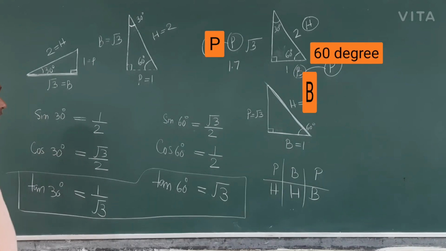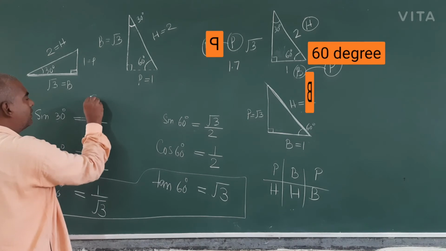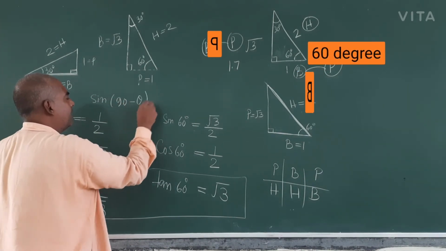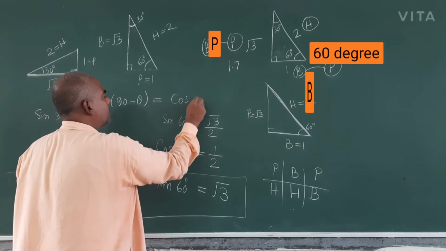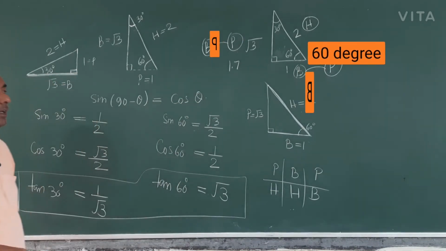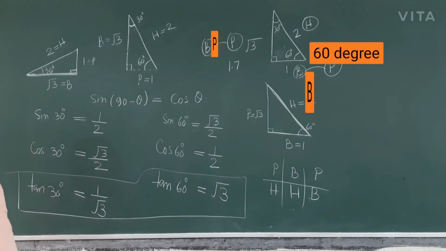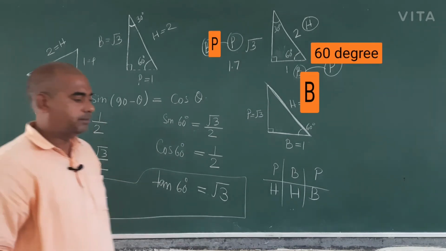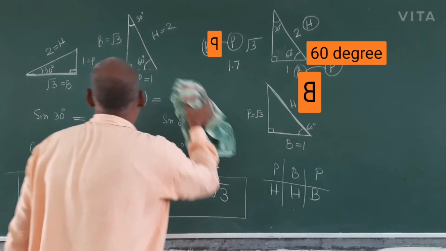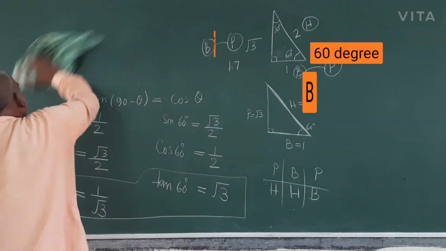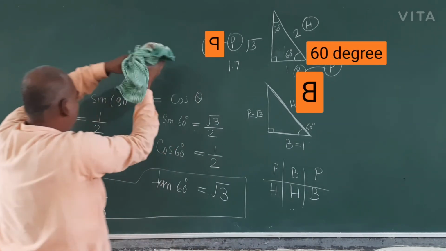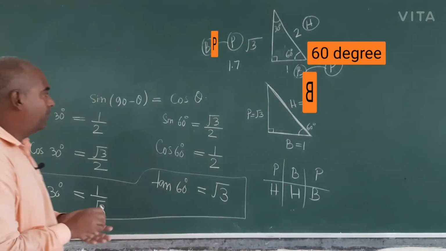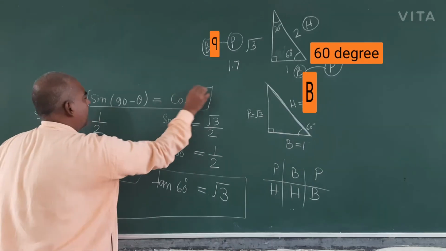In 8.3 you will see the formula sin 90 minus theta is equal to cos theta. I will cover it in 8.3. So write it first, and let me erase these figures. This formula belongs to 8.2, but I am going to 8.3. This is sin 90 minus theta is equal to cos theta.